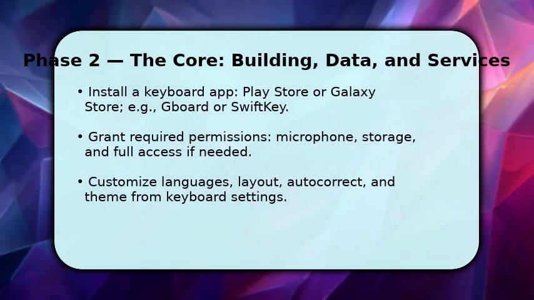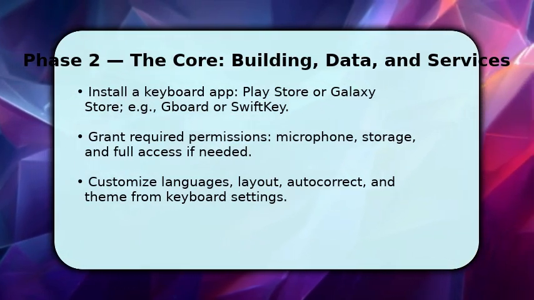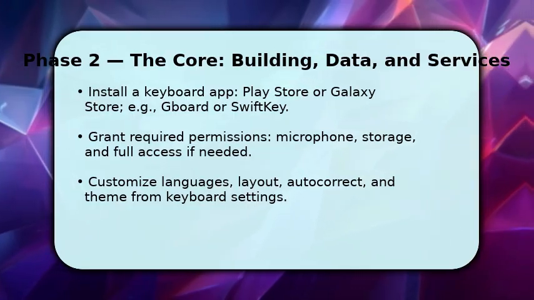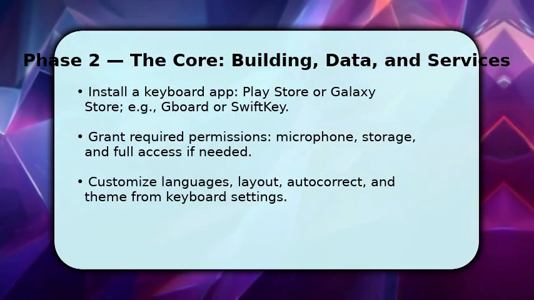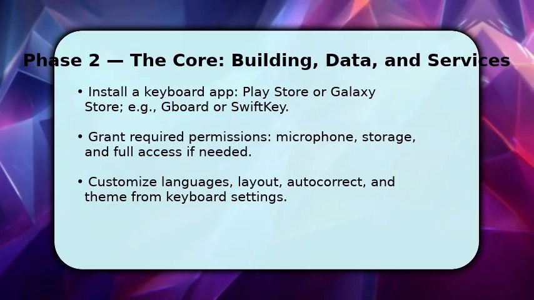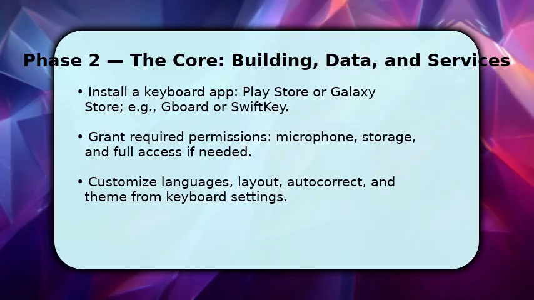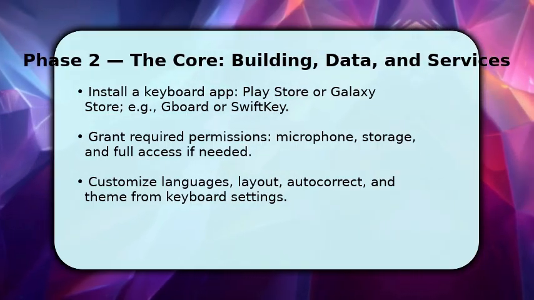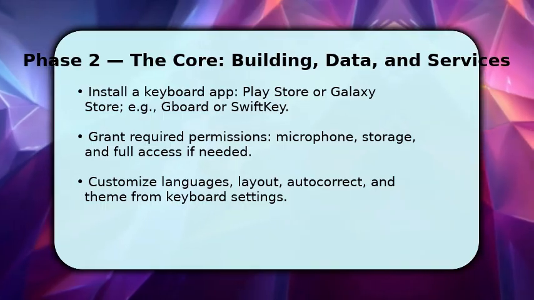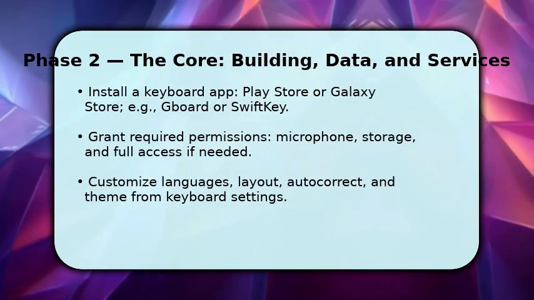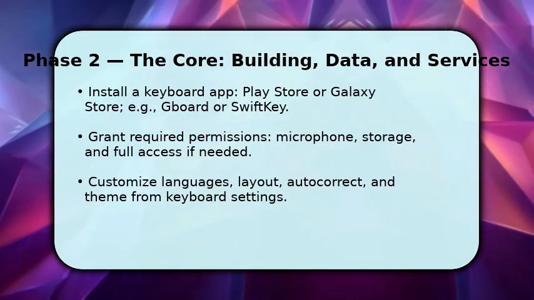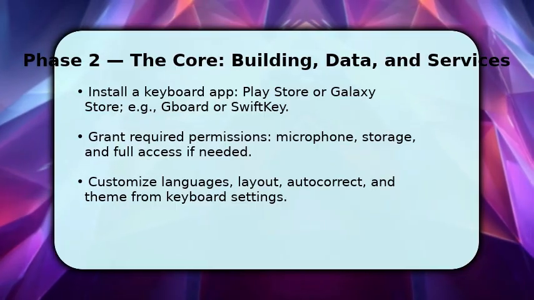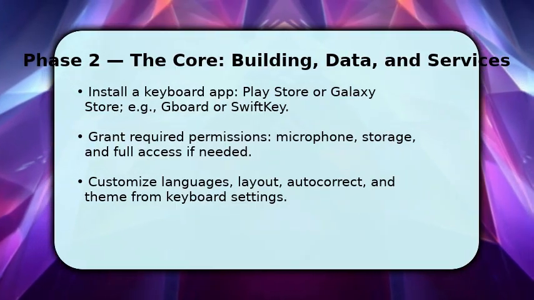Next, install and configure the keyboard. You can download Gboard or SwiftKey from Play Store or use Samsung keyboard updates from Galaxy Store. After installation, go back to Manage Keyboards and allow the new keyboard. Grant microphone or storage permissions only if features need them. Then open that keyboard settings to add languages, choose layout, set autocorrect strength, and pick a theme. These details control accuracy and privacy, so tweak them now to match how you type and what you expect.